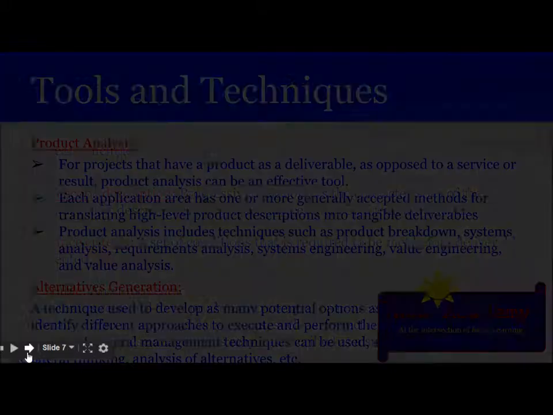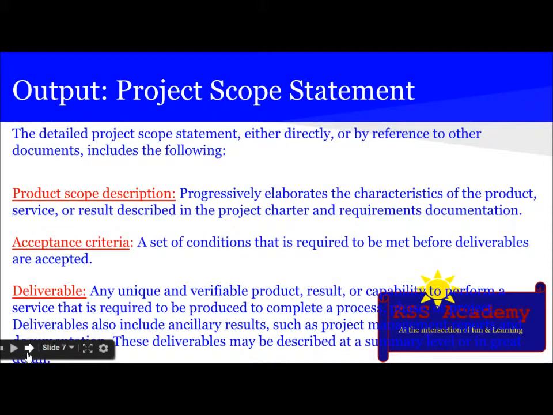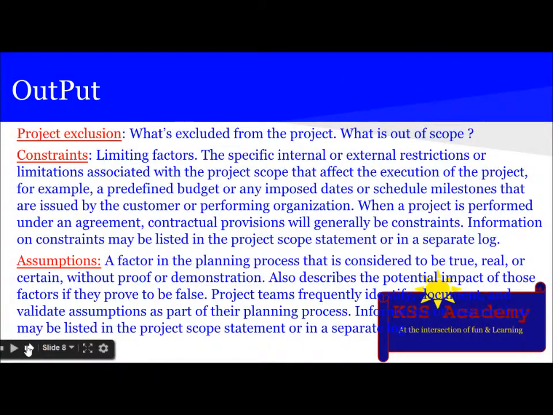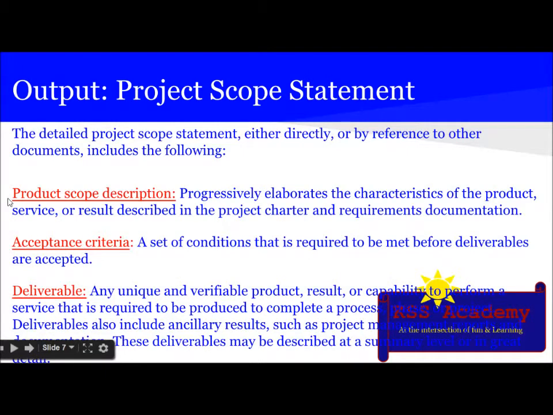Let's see the output of the define scope process, which is obviously the project scope statement. What is the project scope statement? The detailed project scope statement, either directly or by reference to other documents, includes the following: product scope description, acceptance criteria, deliverables, project exclusions, constraints, and assumptions. So let's see them one by one.